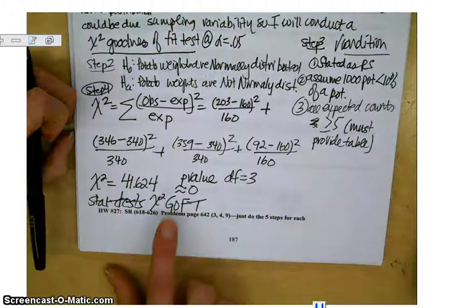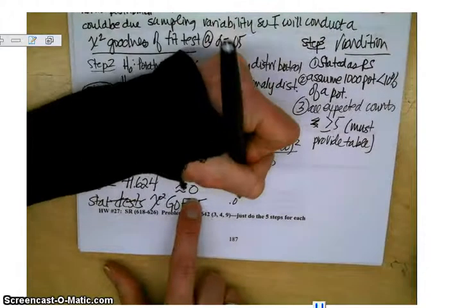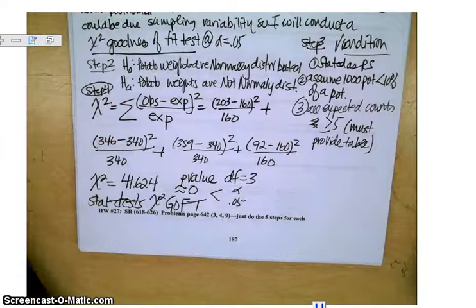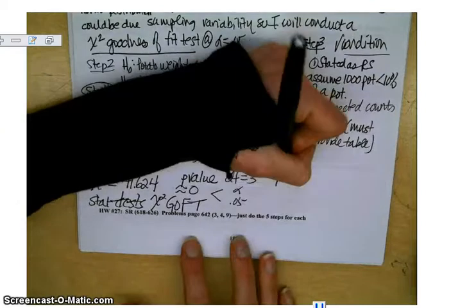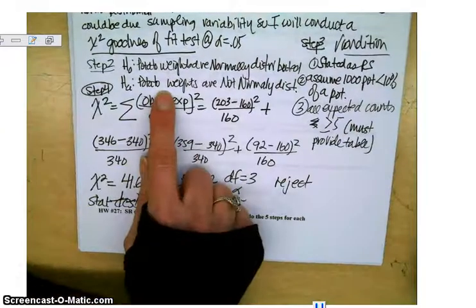So what would we do? P-value is 0. Our alpha was 0.05. It's less than alpha, so what are we going to do here? Reject or fail to reject? Reject the null, and we're going to conclude that potato weights are not normally distributed.